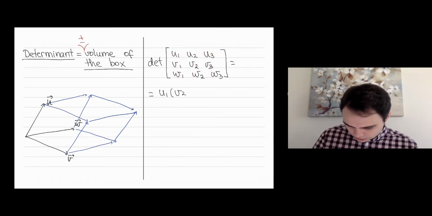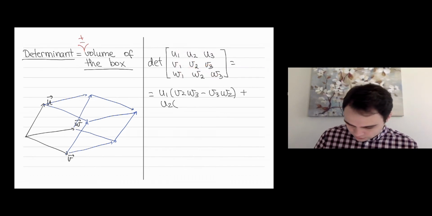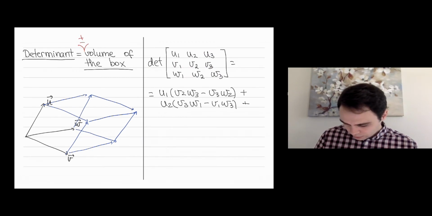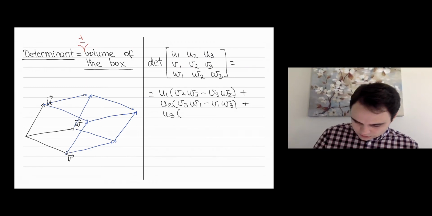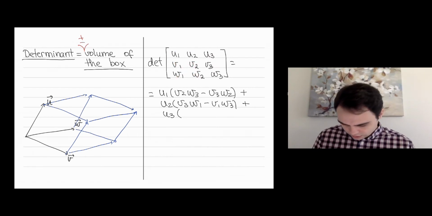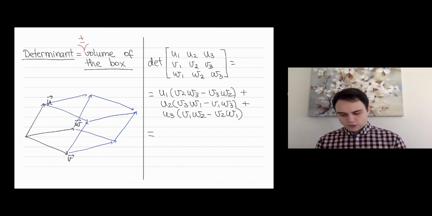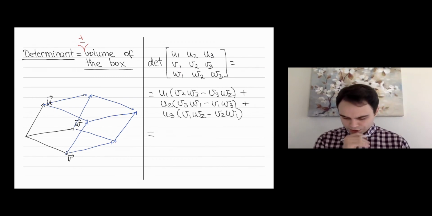So you get u1 times (v2w3 minus v3w2) plus u2. Here's u2. You do v3 minus, you do the 2 by 2 determinant backwards. So you get v3w1 minus v1w3 plus u3 times, so here's u3, you eliminate its row and column, and then you do the 2 by 2 determinant. So that's v1w2 minus v2w1. Okay, so I just wrote out the determinant in full, expanding across the top row.